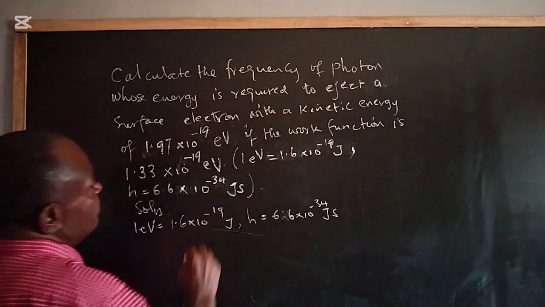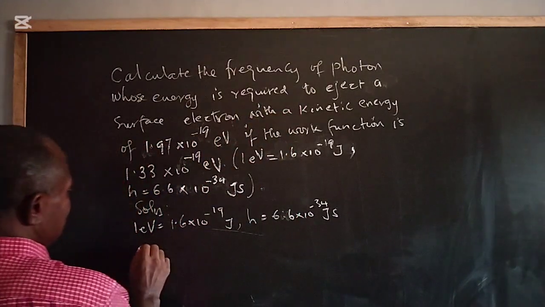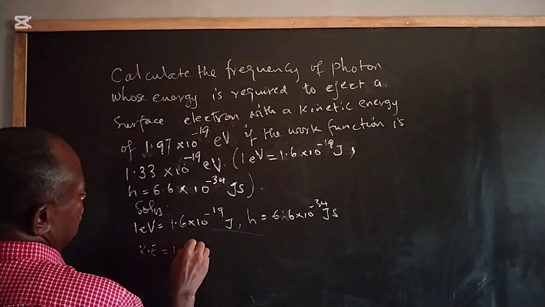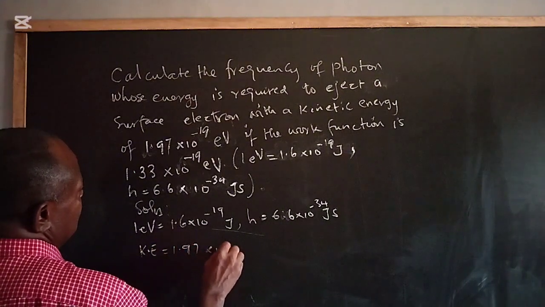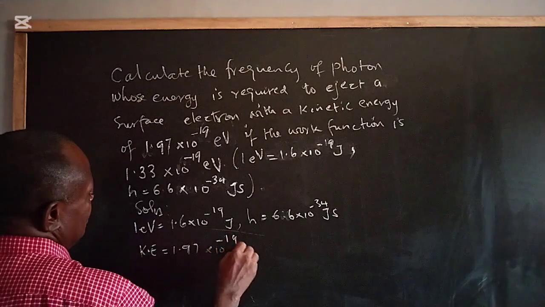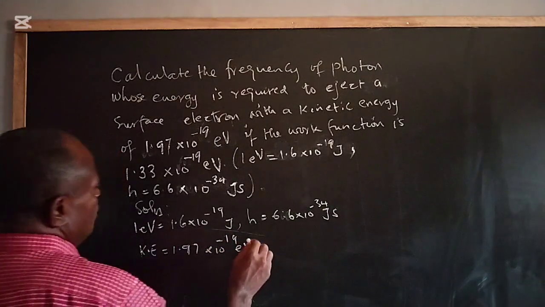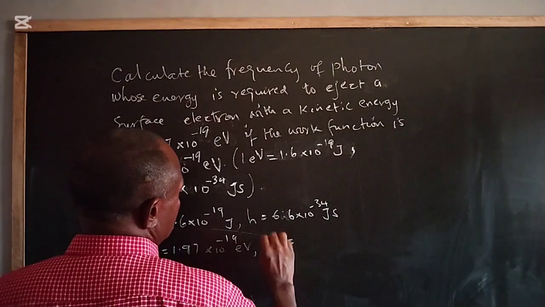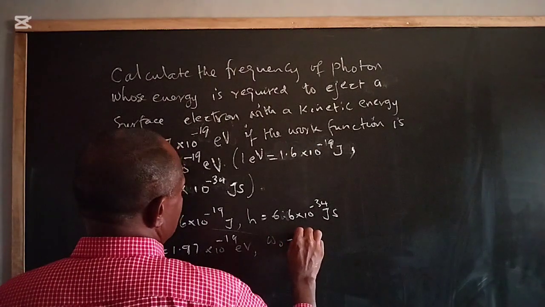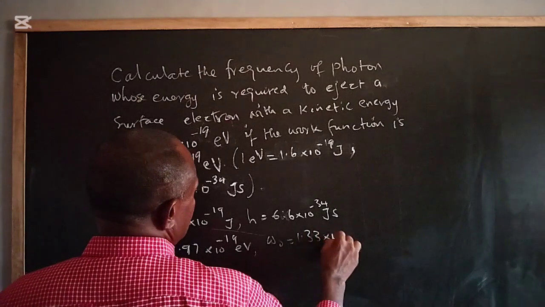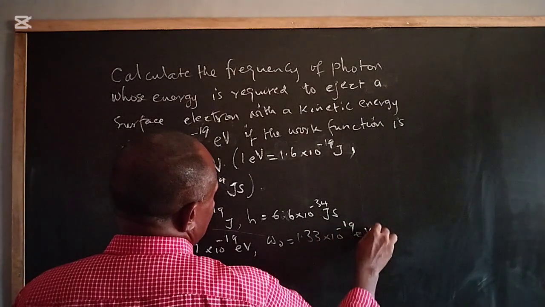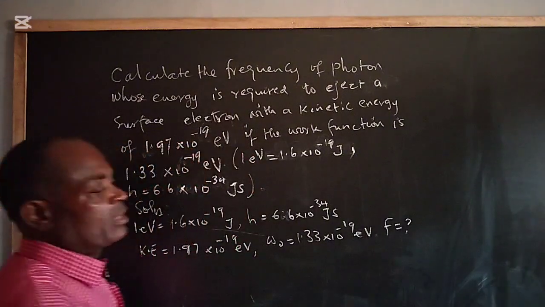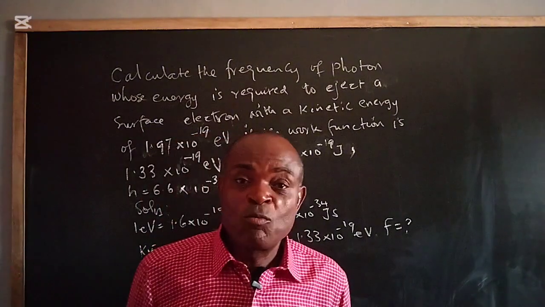And some other parameters from the question: they told us that the maximum kinetic energy was given to be 1.97 times 10 raised to the power minus 19 electron volts. And we're also told that the work function is given as 1.33 times 10 raised to the power minus 19 electron volts. So it is the frequency of radiation, or frequency of the photon, that they want us to find.